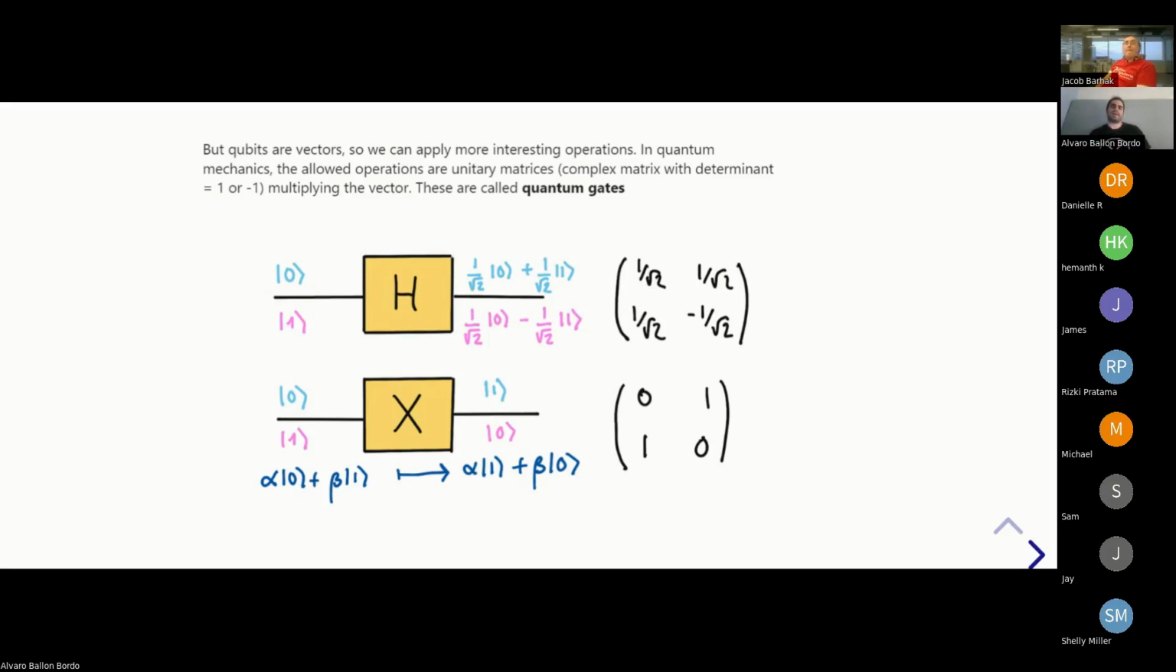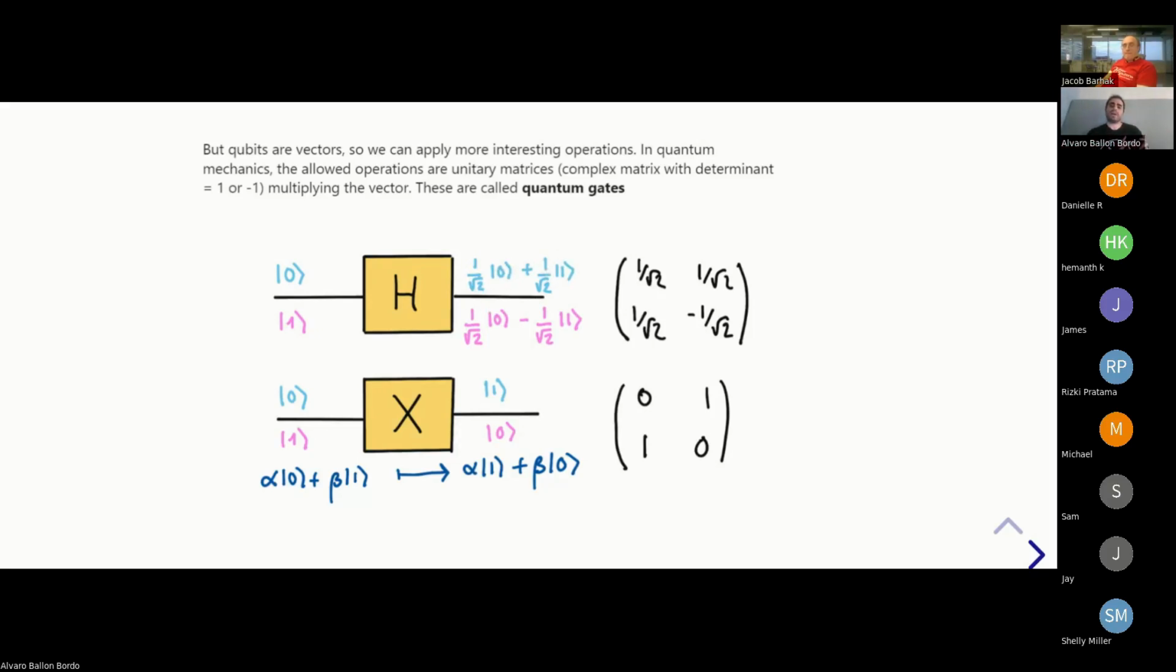And what is the advantage of this? Why is this actually useful? Because if you can take this 0 into something that is this combination of 0 and 1, then you could keep applying other different gates that act on 0 and 1 simultaneously.